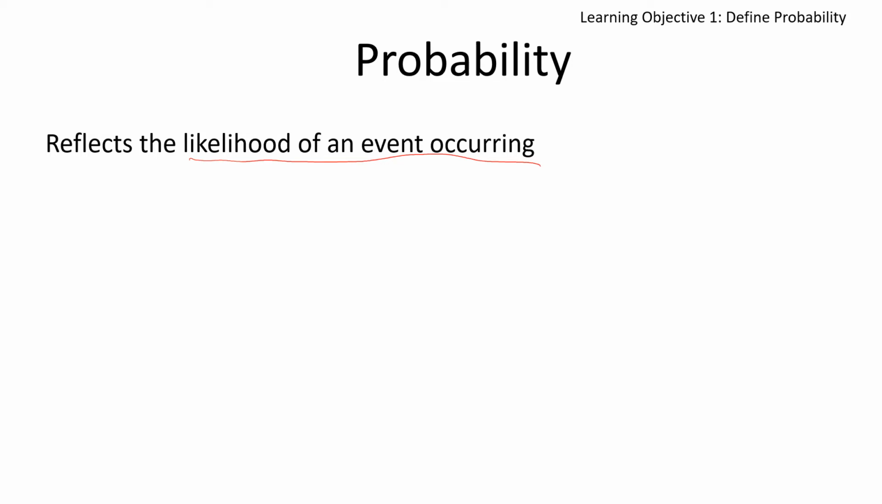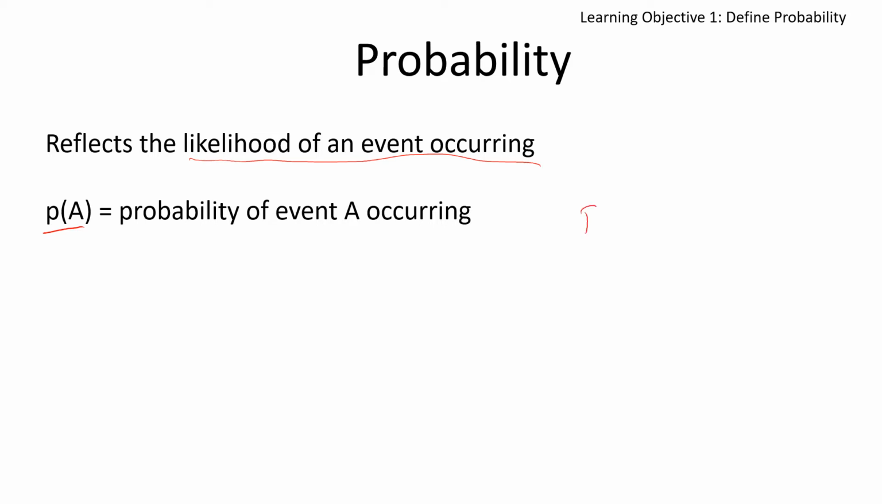We're going to write it a few different ways, but the typical way you're going to see it is a P with a letter in parentheses. That's just the probability of the event that's in the parentheses occurring. So P(A) is the probability of event A occurring. P(B) is the probability of event B occurring. And it can be many different things in the parentheses there, but you're basically saying the probability of that event happening.